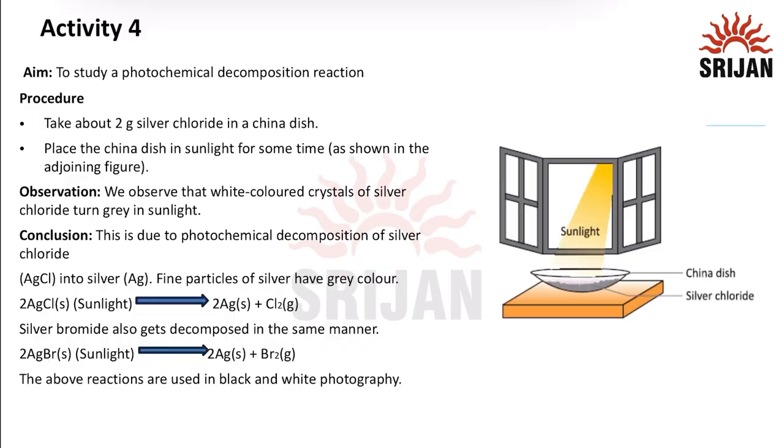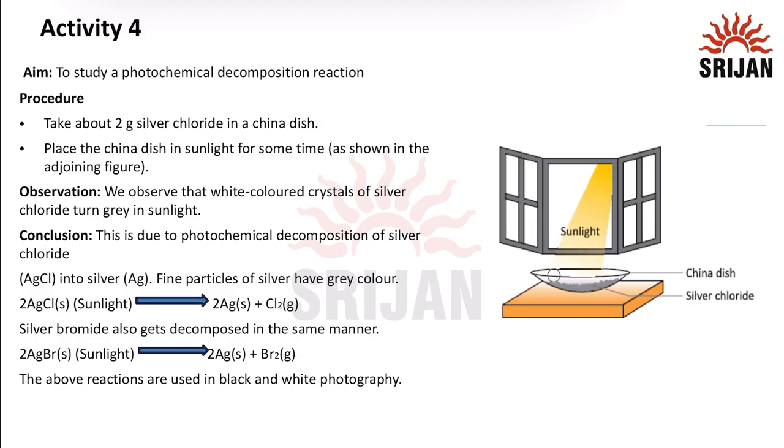Now, let's see how photochemical decomposition happens when we just provide light. Take 2 grams of silver chloride in a china dish. We took the silver chloride. Place the china dish in open sunlight. What will we observe? We observe that white colored crystals of silver chloride turn gray in sunlight.